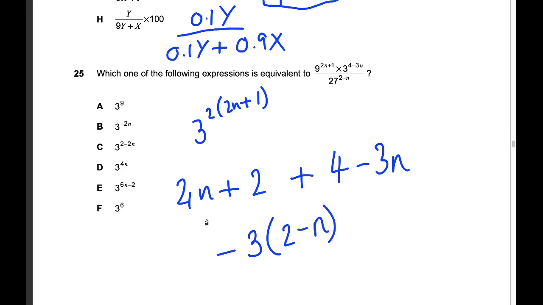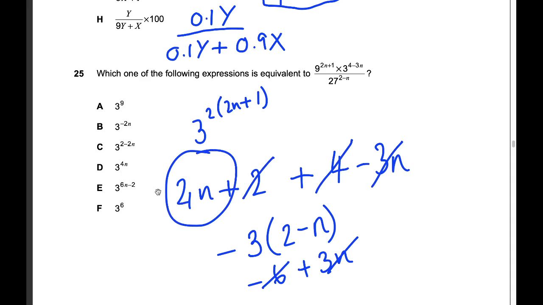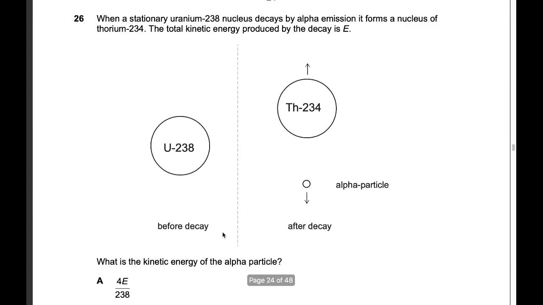Okay, so if I cancel some of this stuff out, actually I'm going to expand this bracket first. I'm going to get a minus 6 and a plus 3n. So I've got 4n minus 3n here, and there's a plus 3n, so I can cancel those out. Then I've got a minus 6, a plus 2 and a plus 4. So the answer is just going to be the 4n. The answer, of course, is in terms of 3 to the 4n, but if you write it all out, that's going to waste too much time.